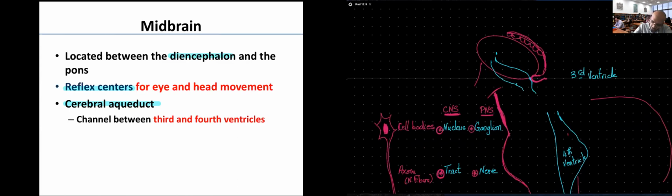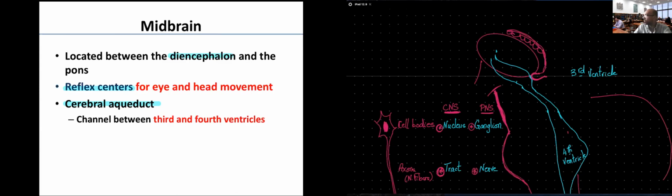The CSF is going to be circulating between the third ventricle and the fourth ventricle, passing through a duct. And this duct, as you see on here, it's passing through what part of the brain? Through my midbrain. We call this duct that connects the third ventricle to the fourth ventricle the cerebral aqueduct. Cerebral aqueduct.